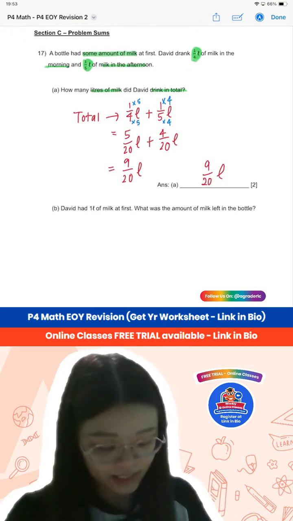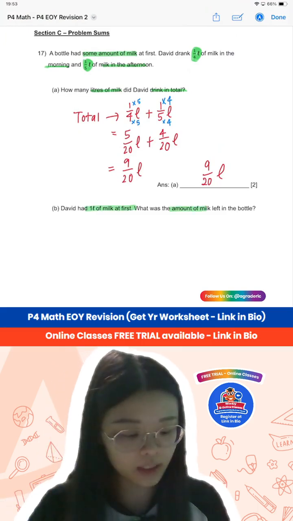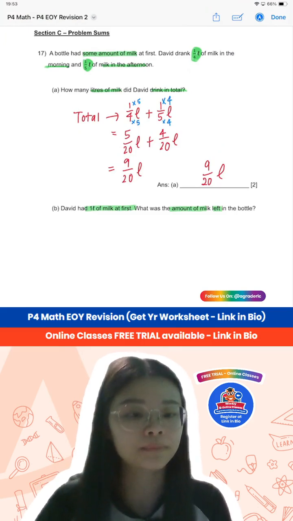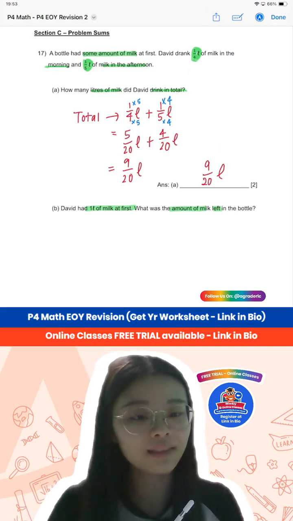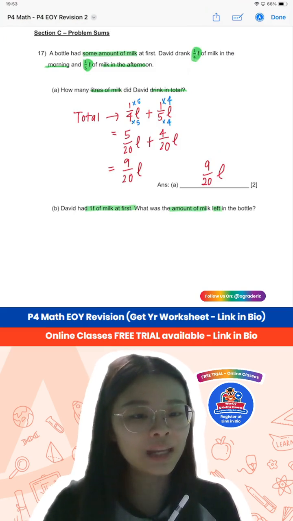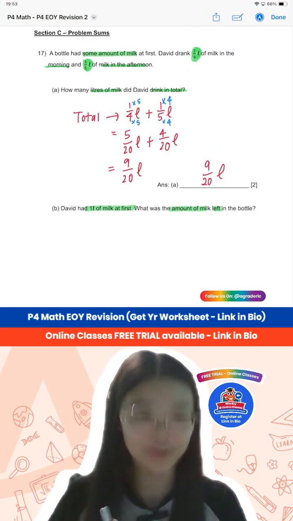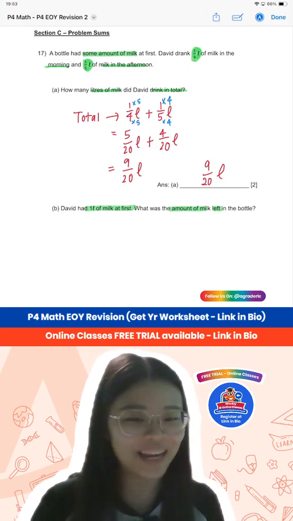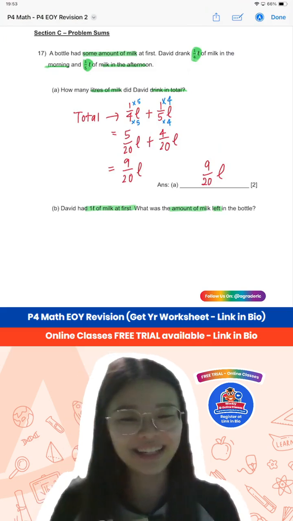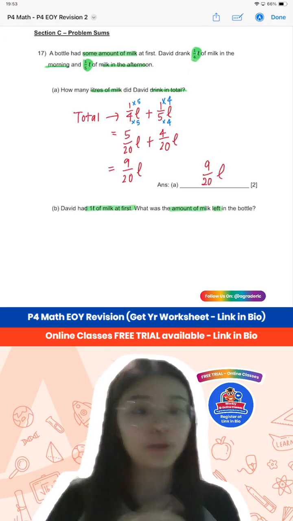17b. David had 1 liter of milk at first. What was the amount of milk left in the bottle? Okay, plus and minus. Welcome, Gwen. This is primary 4, end of year. 1 liter is 20 unit. Oh, very good. Plus all of them. Oh, Mr. Magic, we already added in part A, right? So we don't have to add again. Must remember to use the values from part A.